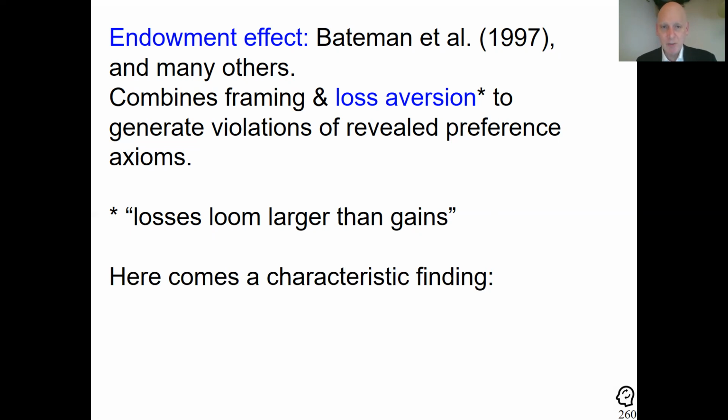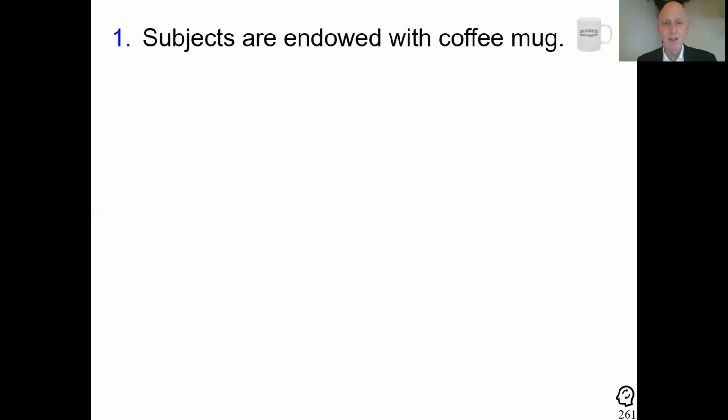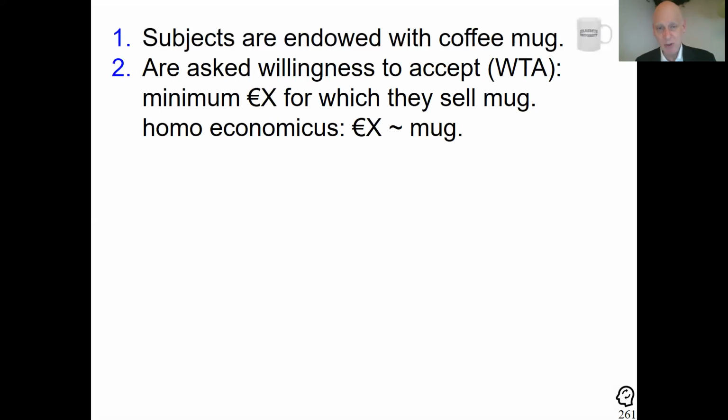And now here comes a characteristic finding of the endowment effect. In an experiment, subjects were given a coffee mug, and for a minute or so they got used to the situation of possessing the coffee mug. Then they were asked the willingness to accept question. That is, they were asked, for how much money are you willing to sell that mug? Tell me the minimum amount. So if we pay more, you give it, and if we pay less, you don't give it.